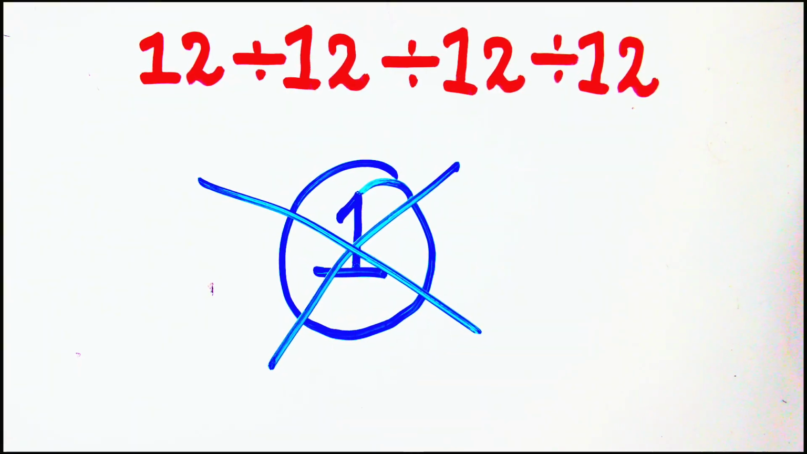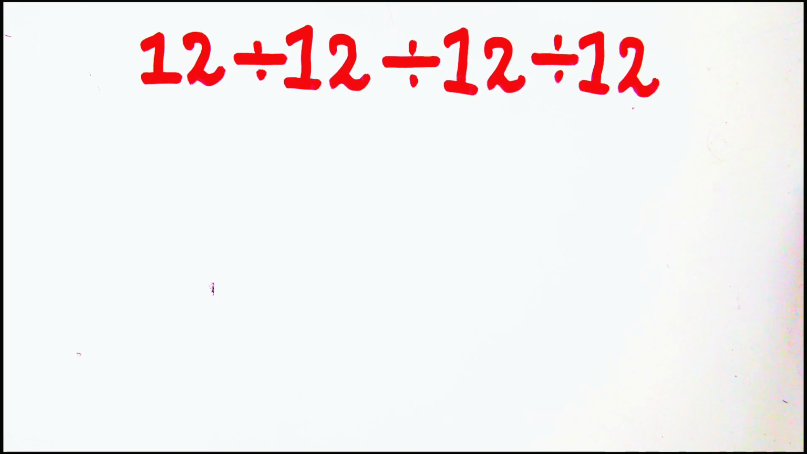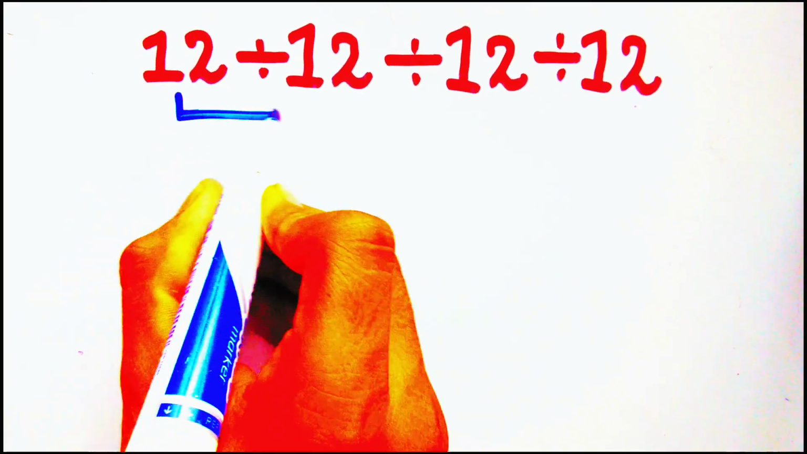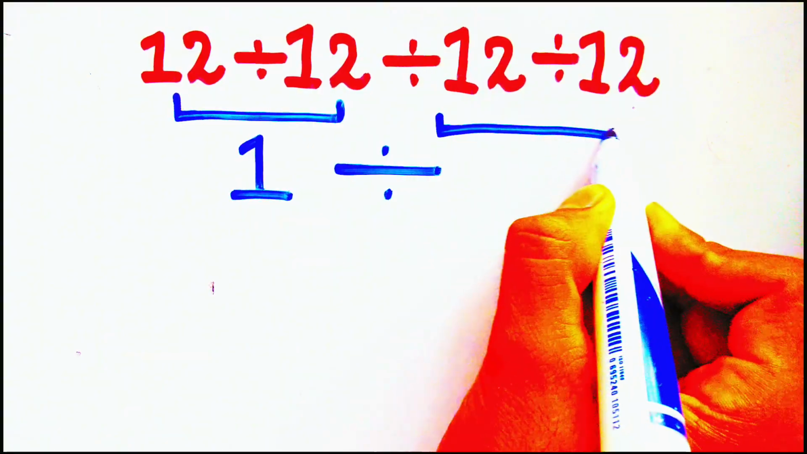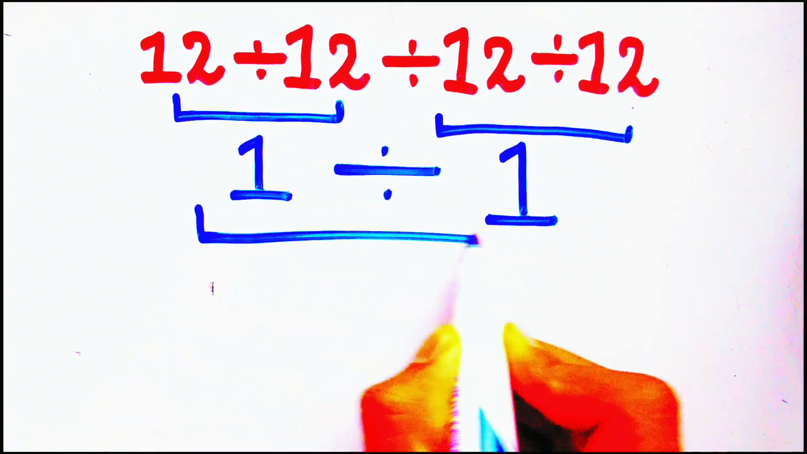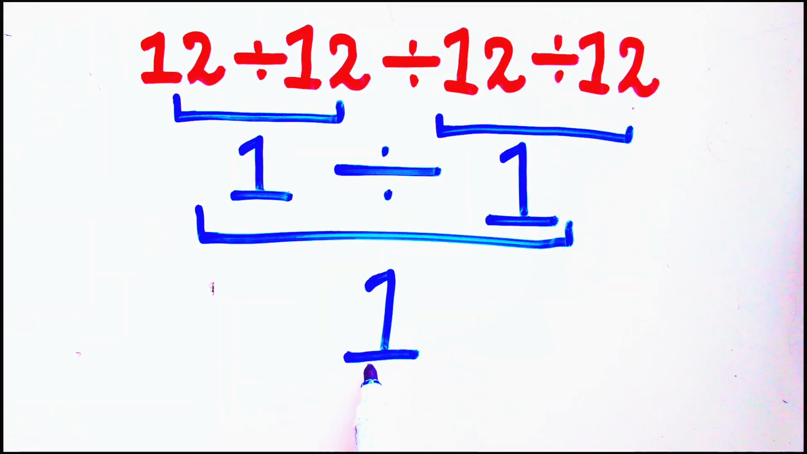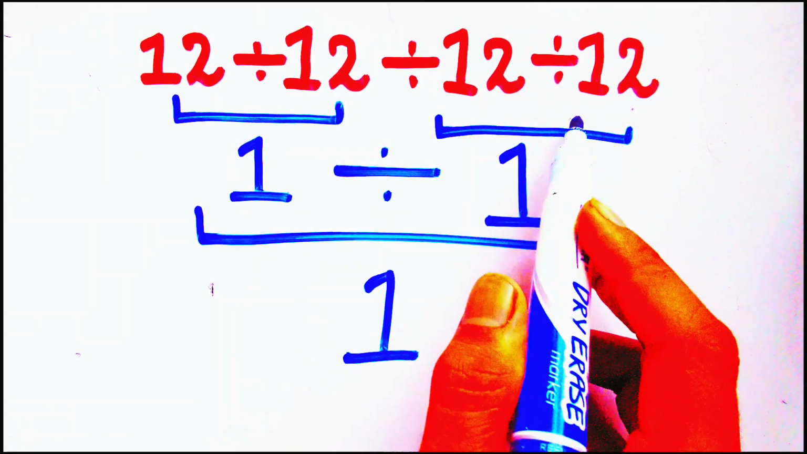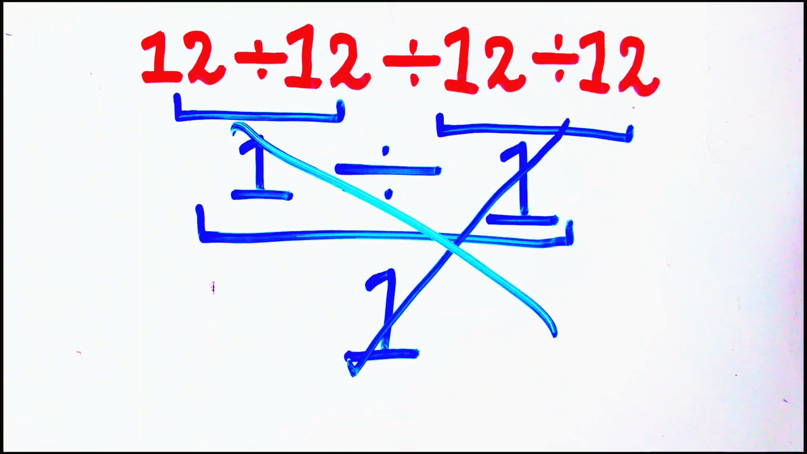What mistake do 90% of the people make? They do a simple 12 divided by 12, they get 1, divided by 12 divided by 12 equals 1, and finally 1 divided by 1, they get their final answer 1. But I have said that 1 is wrong. So what will be the correct answer?